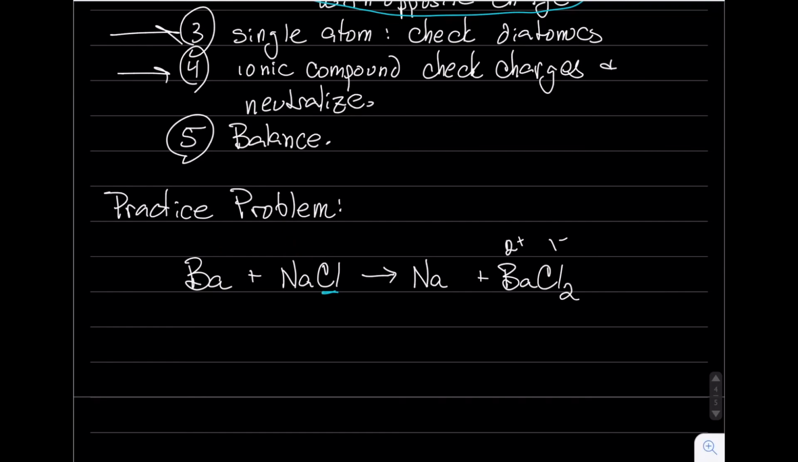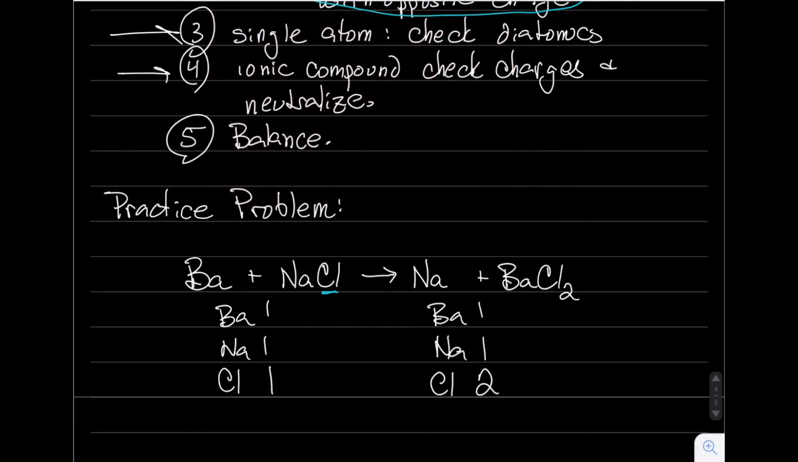I'm going to get rid of all these charges now. And to balance, we make our list of atoms. Now we make a count. We have 1 barium, 1 sodium, 1 chlorine on the reactant side. And on the product side, we have 1 barium and sodium and 2 chlorines.